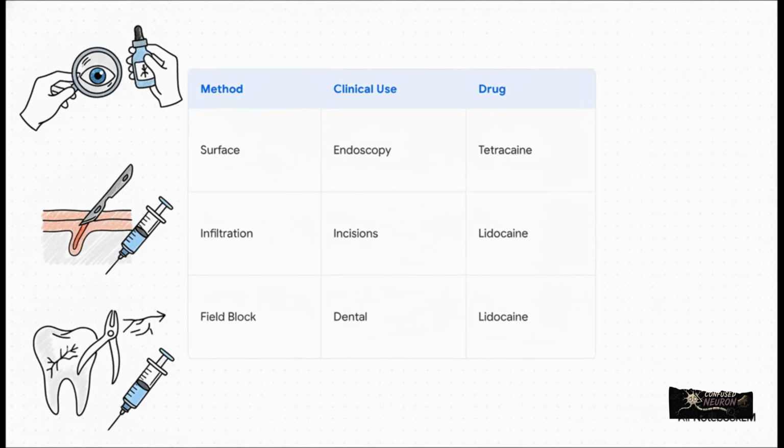So let's ground this in the real world with a few clinical scenarios. If an ophthalmologist is doing an eye exam, they're going to use surface anesthesia, something like tetracaine 2%. But if you're down in the ER doing an incision and drainage of an abscess, you're going to use infiltration anesthesia, probably grabbing some lidocaine or bupivacaine. And if a dentist is pulling a tooth, they'll use a field block with lidocaine 1 to 2% to completely numb everything downstream of that specific nerve.